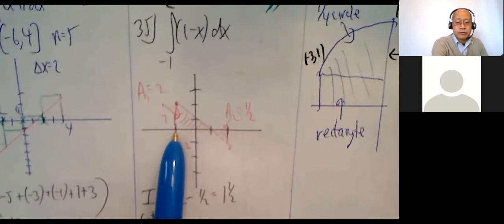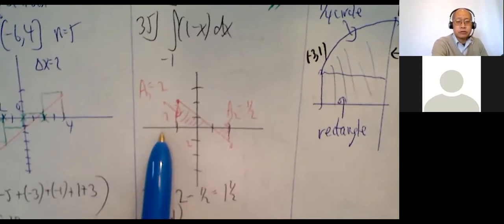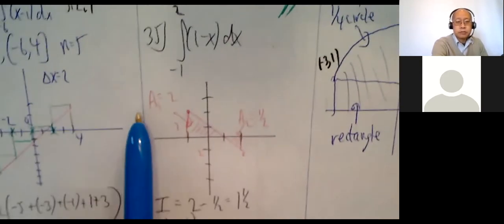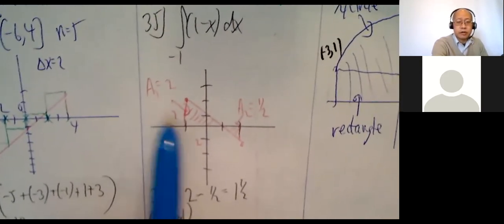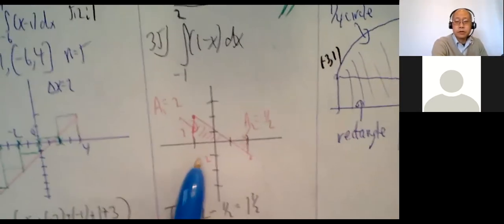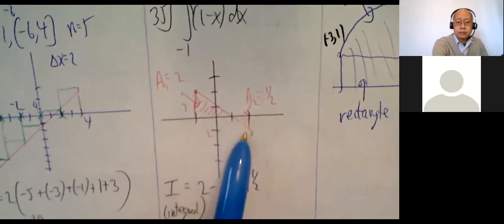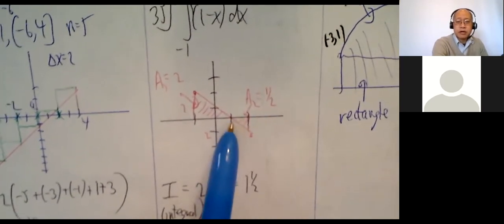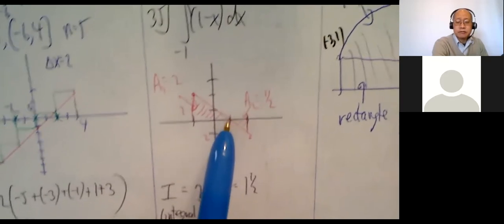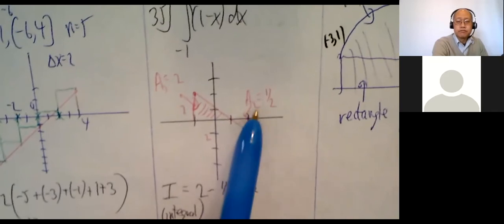1/2 base times height. Base is 2, height is 2. 1/2 of 2 times 2 is 2. So I said A1 is 2, area 1 is 2. What is A2? Well, this tiny piece over here is 1/2 a unit. It's 1/2 base times height, 1/2 of 1 times 1, 1/2.